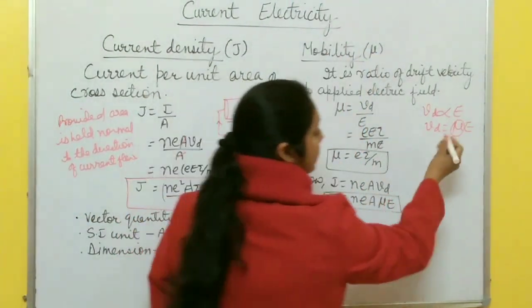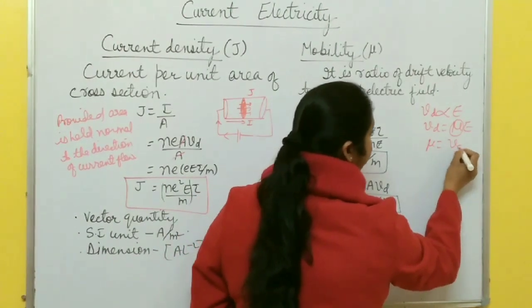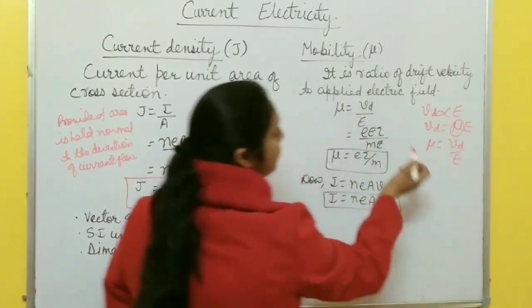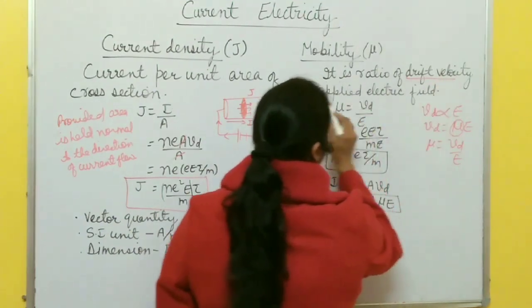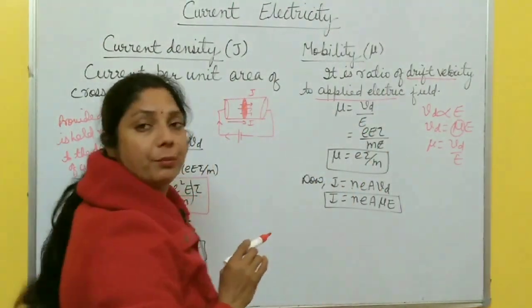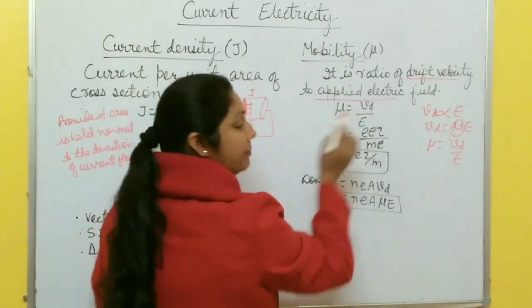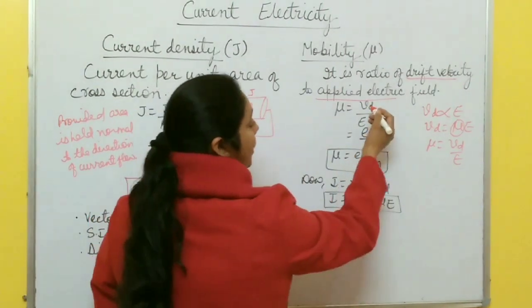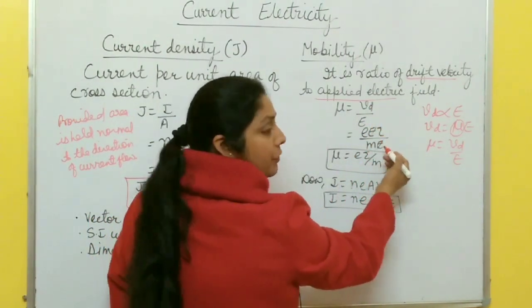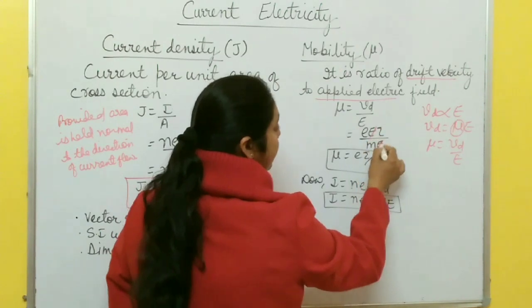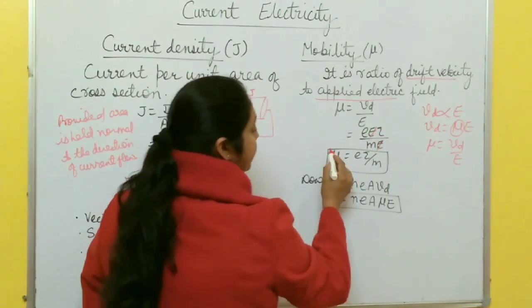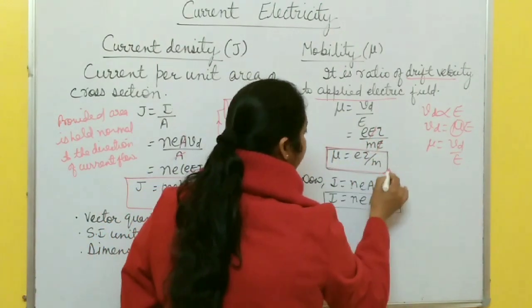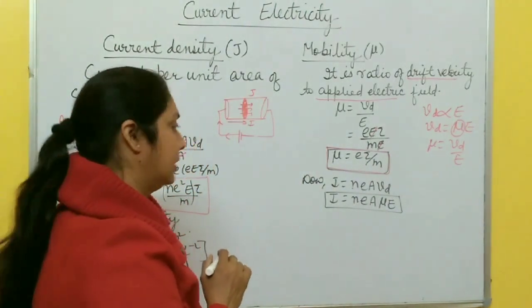And mu is equal to what? Vd by E. It means the ratio of drift velocity to the applied electric field. This is the formula for mobility. Mu equal to Vd by E. And now this Vd is what? eE tau by m. So E cancels, it becomes e tau by m. This is the formula for mobility in terms of relaxation time tau.